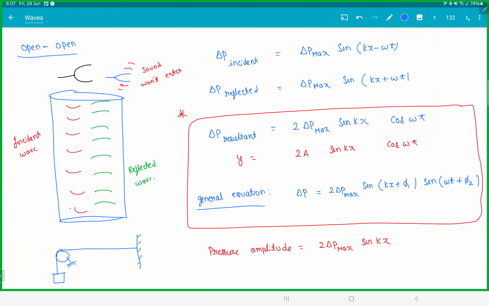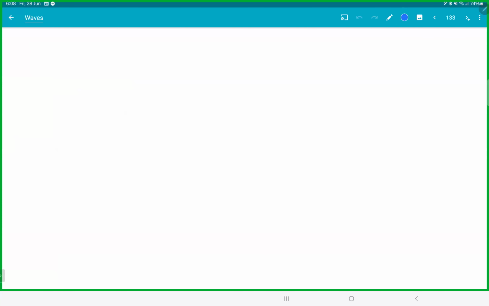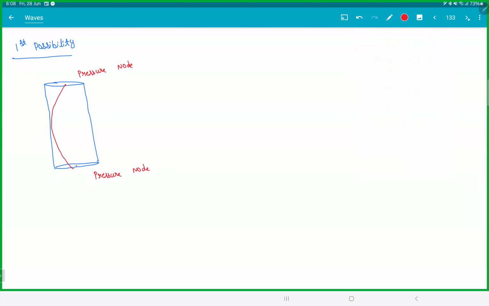Now we can take the possibilities. If you take the first possibility, again the main story is what? The edges should be pressure nodes. In the middle, it could be anything you want. So the first possibility, this is a pressure node, this is a pressure node. The first possibility is you'll get one single loop.